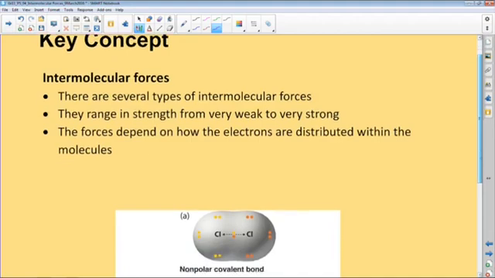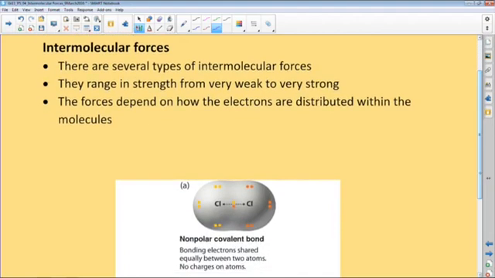So I said to you that today we're going to be talking about intermolecular forces. And those being, because we've just done the term, the forces that occur between molecules. So there are several types of intermolecular forces. They range in strength from very weak to very strong. And the forces depend on how many electrons are distributed within the molecule. So in other words, how many electrons are in the valence levels. Okay, so we're talking valence here. So how many electrons are in the valence levels that surround the atoms?